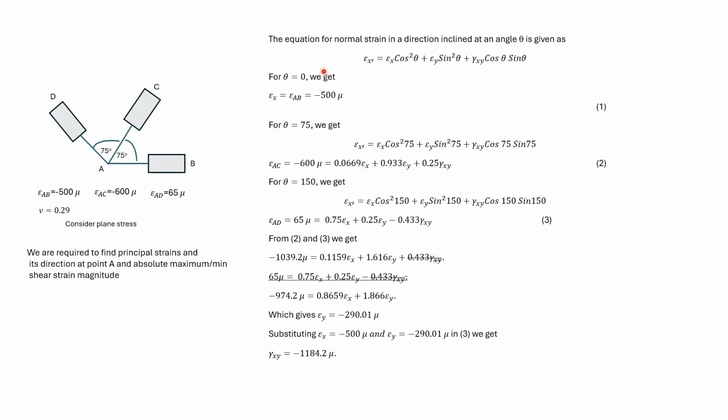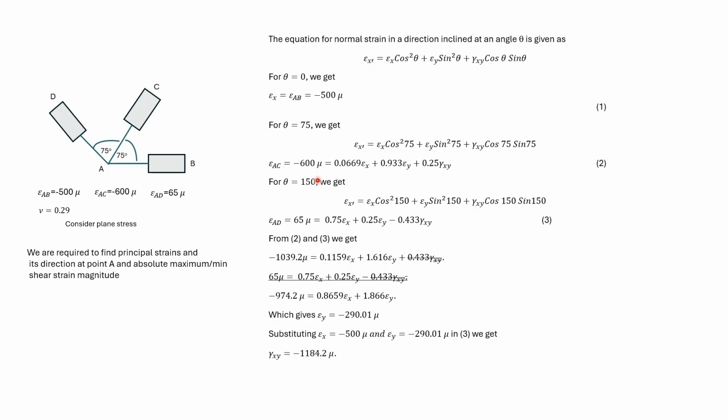Then for AB, theta is equal to 0. Epsilon x is equal to epsilon AB. So we have one of the unknowns. Consider theta is equal to 75. So we substitute theta as 75 degrees in this equation. And for epsilon x dash, we substitute epsilon AC. So we get this relation, which is equation 2.